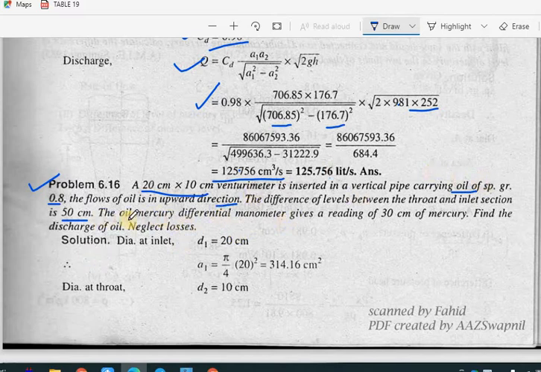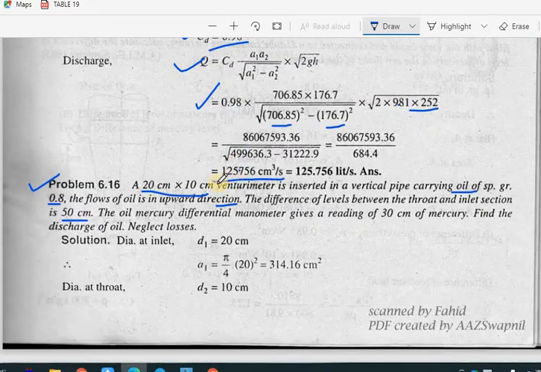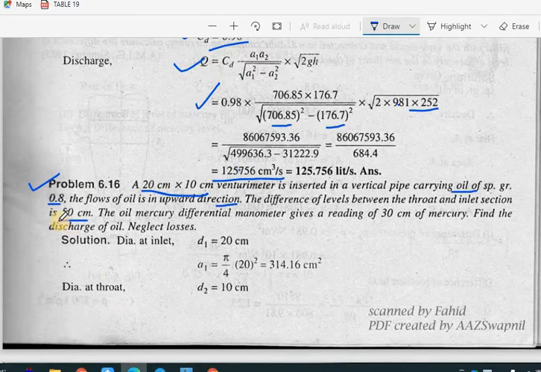In the previous question there was no value given related to the datum, so we were not considering datum, but in this case the datum value has been provided, so we need to consider datum also. The height between the inlet and the throat is 50 centimeters, so we need to consider this. The oil-mercury differential manometer reading is 30 centimeter of mercury. So the reading which is coming in the differential manometer is 30 centimeter. Find the discharge of oil, so we need to calculate the discharge of oil, neglecting all the losses.